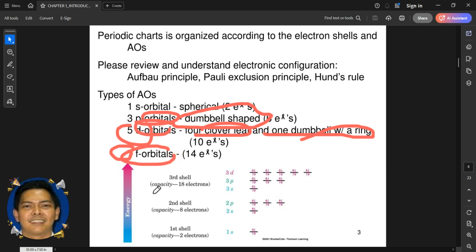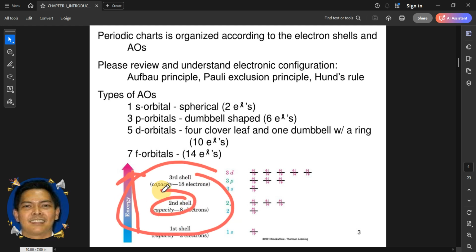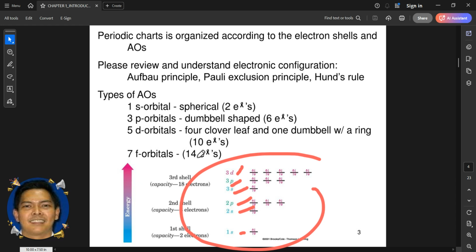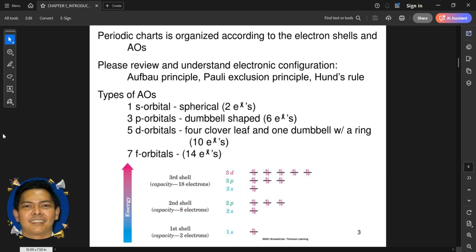So this shows you how the orbitals are arranged, and you can see that with increasing shells orbiting the atom, the energy is increasing. You can see here 3D, 3P, 3S, 2P, 2S, and 1S, and how the orbitals are arranged around the atom.